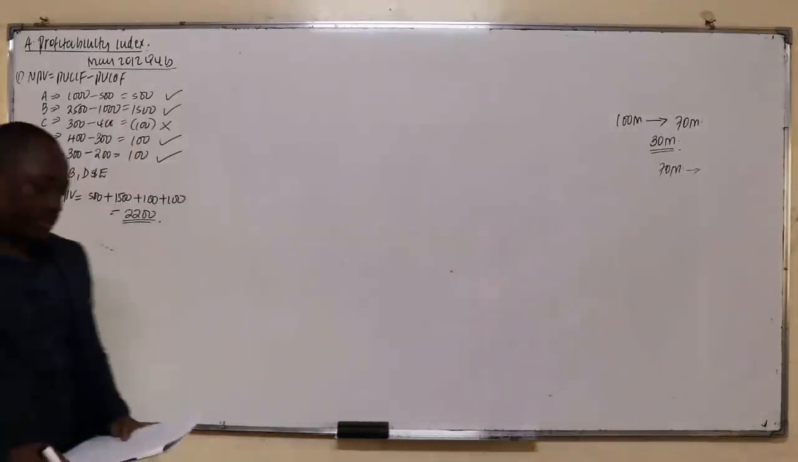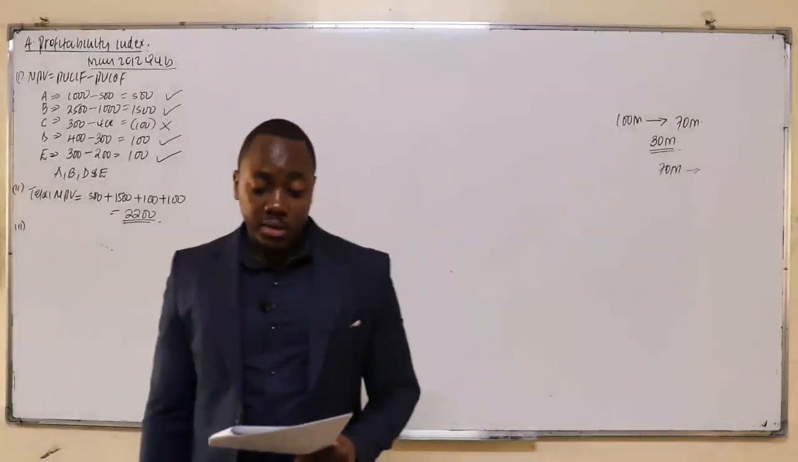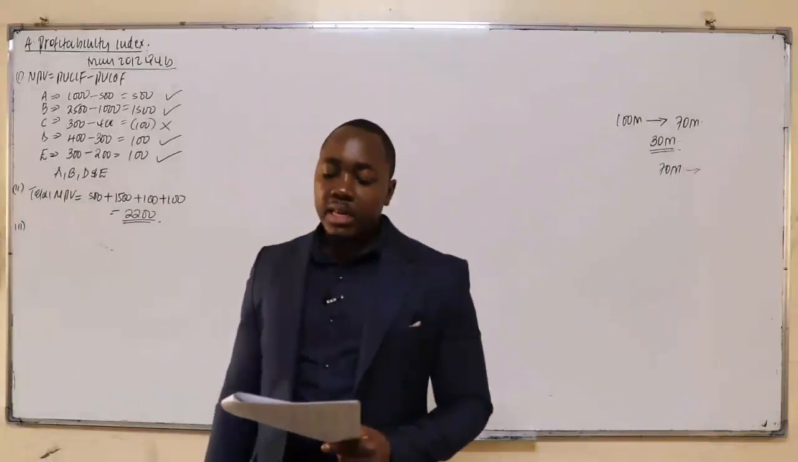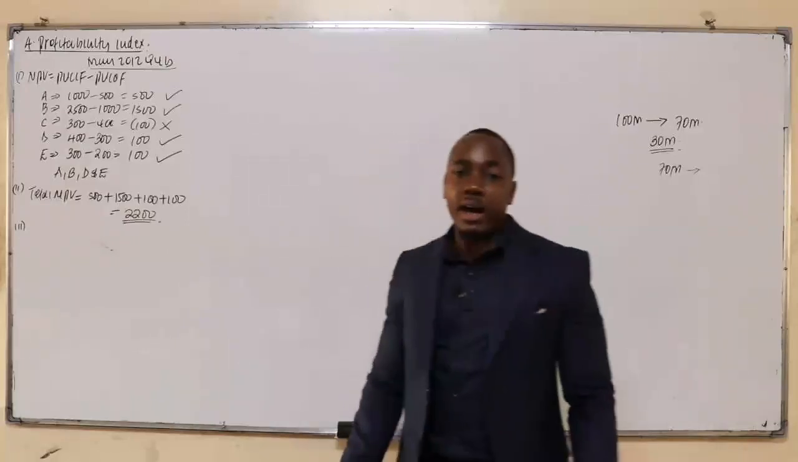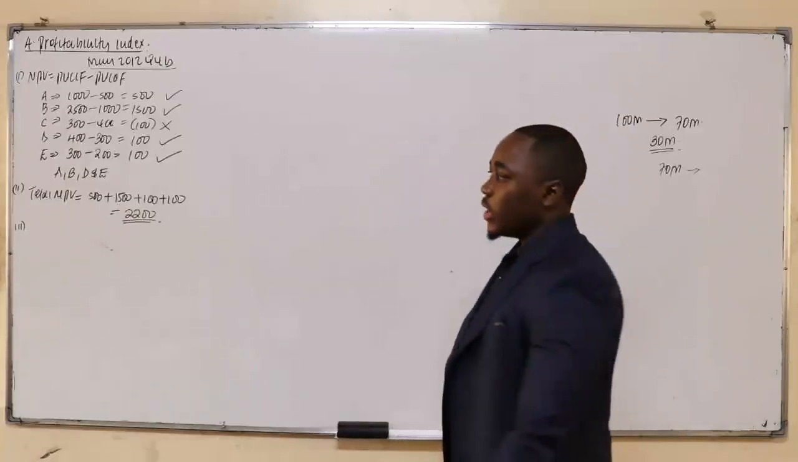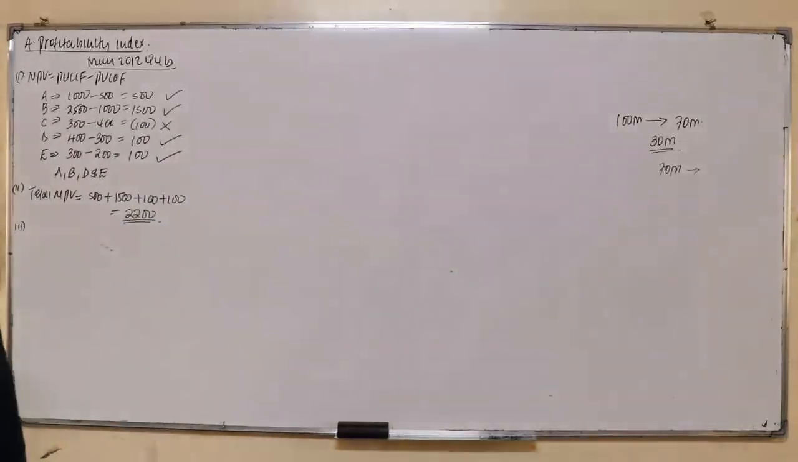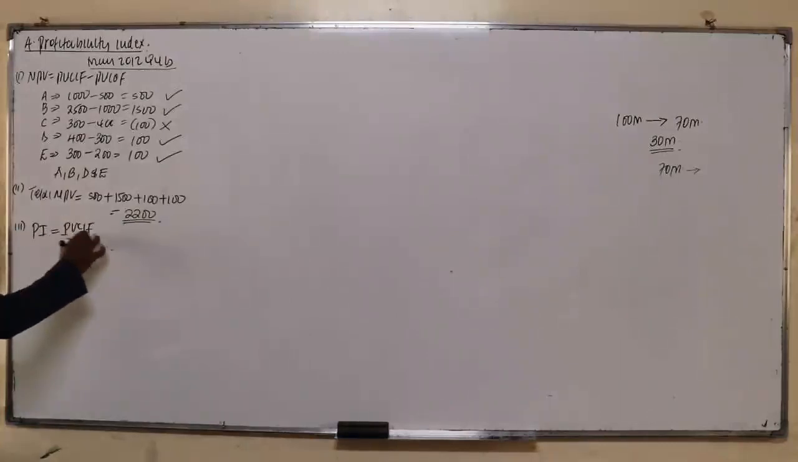Number three. Assuming a single period internal capital constraint of 1.7 is imposed, indicate which projects should be selected. Now, assuming that the maximum we can invest is only 1.7, which projects should we undertake? Whenever you see capital rationing, that's when you use the profitability index. And profitability index is the present value of cash inflow divided by the present value of cash outflow.